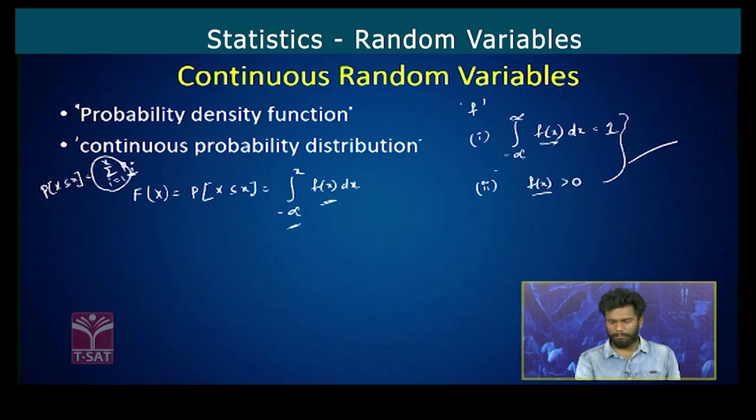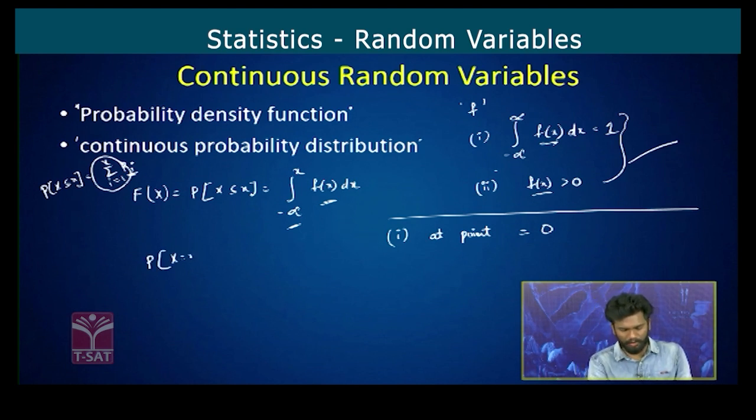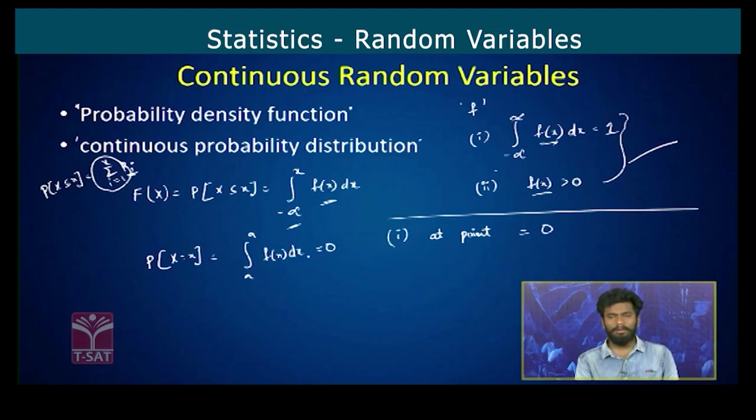Now we'll just check the properties. First one, the probability at a single point must be equal to 0 in case of continuous random variables. That is, if you want to find the probability at a single point x is equal to a, it is nothing but integral over a to a f of x dx, and it will be equal to 0.